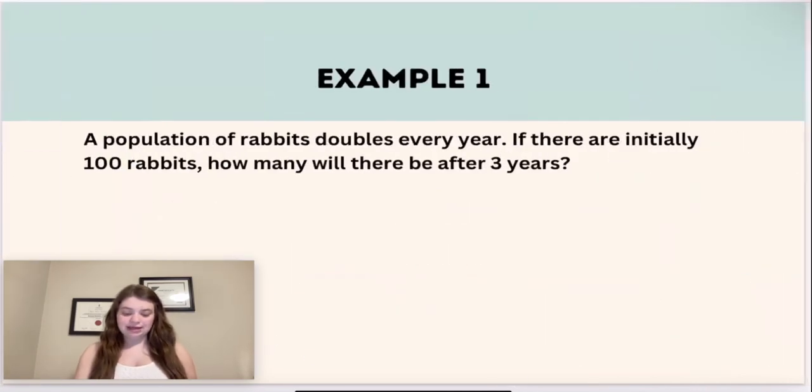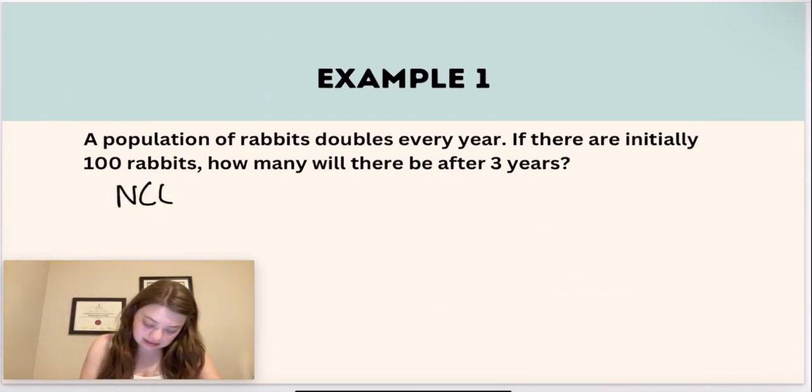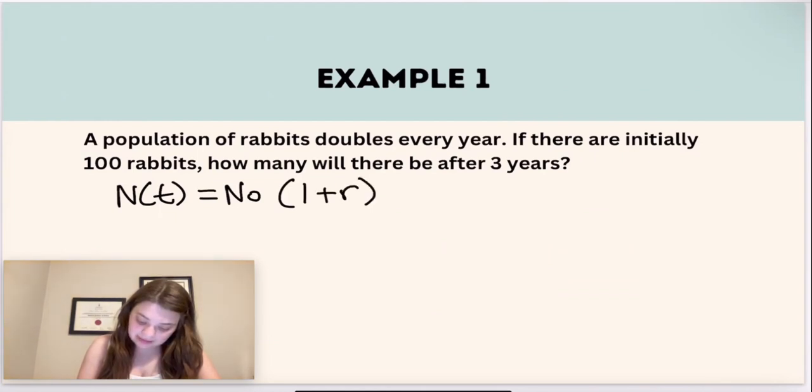So example 1 says, a population of rabbits doubles every year. If there are initially 100 rabbits, how many will there be after 3 years? So let's write down our equation and decide what the numbers will be here. So in this situation here, we're going to have N of t is equal to N naught, then we're going to have 1 plus r, and then that's going to be to the power of t.